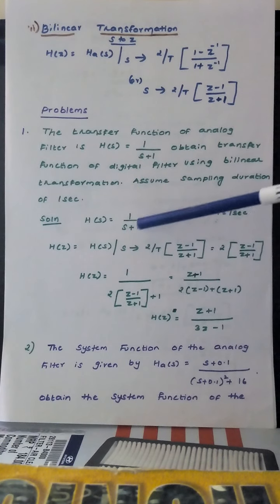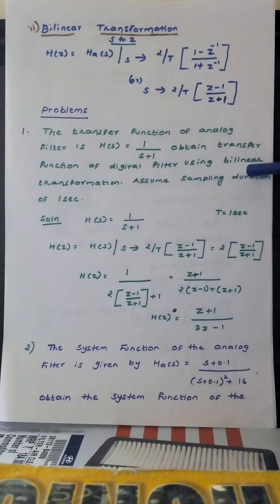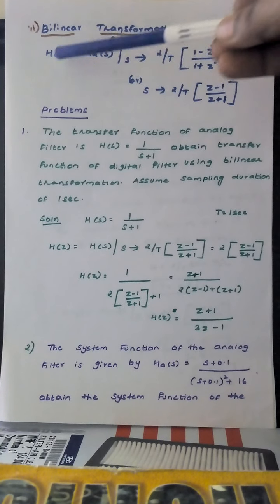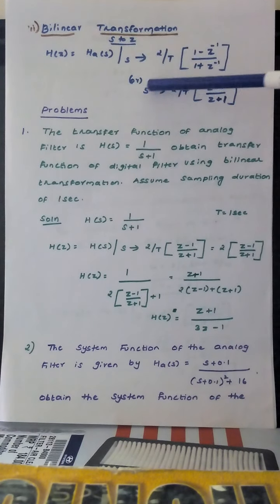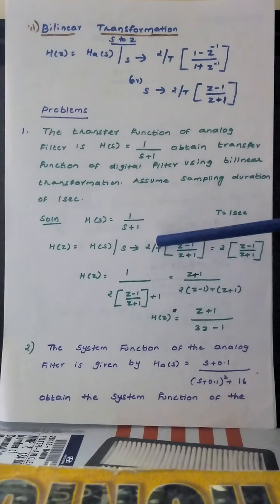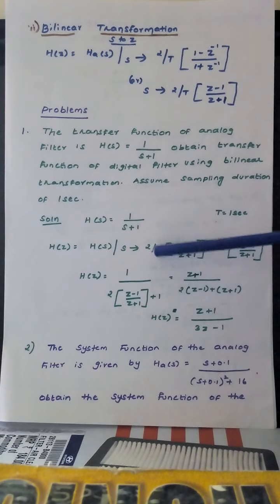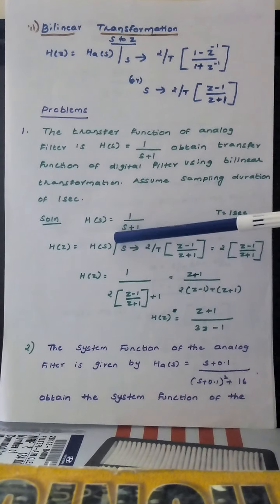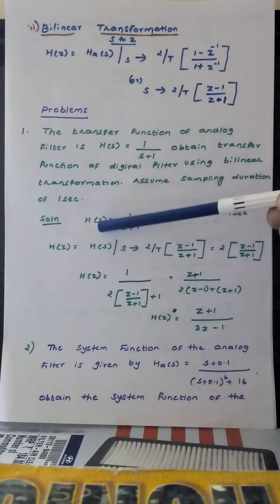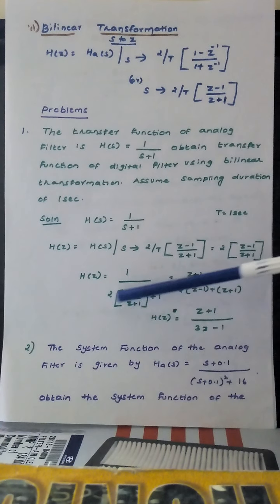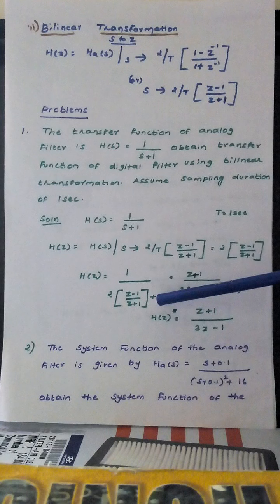So if you want to apply this bilinear transformation, again H of S is converted into H of Z. So the S value will be replaced by 2 by T into (Z minus 1) divided by (Z plus 1). Here, if you take the T value as 1 second, your S value will be replaced by 2 into (Z minus 1) divided by (Z plus 1). So if you substitute in your H of S equal to 1 divided by S plus 1, the S is replaced by 2 into (Z minus 1) divided by (Z plus 1), plus 1.